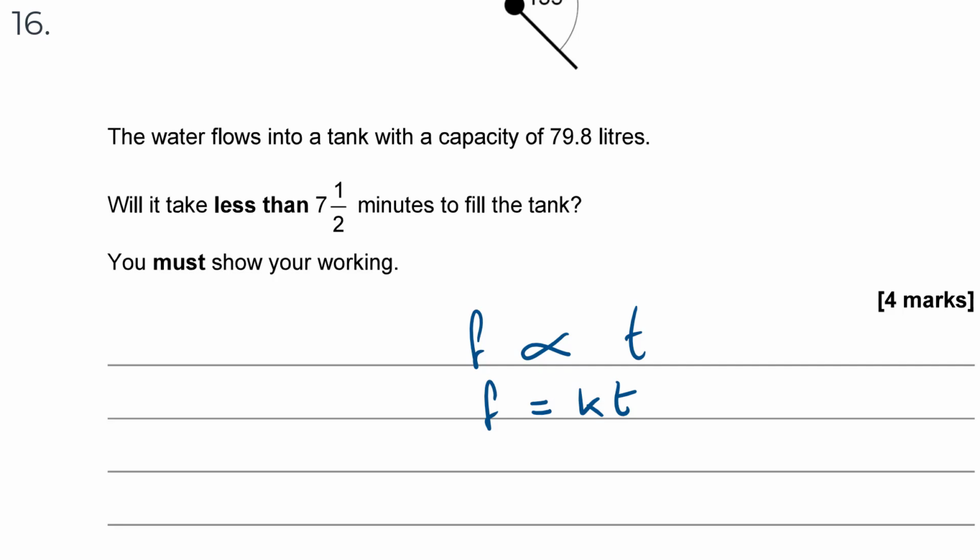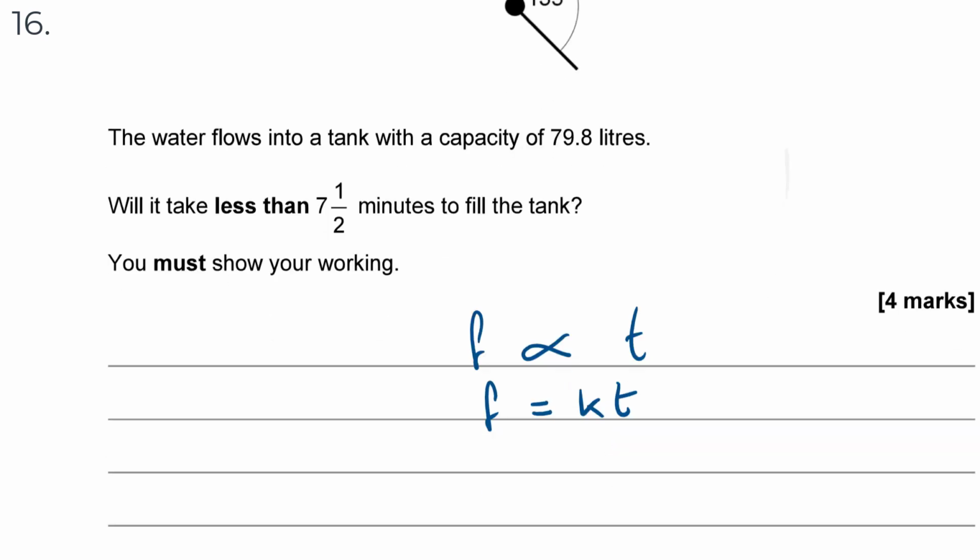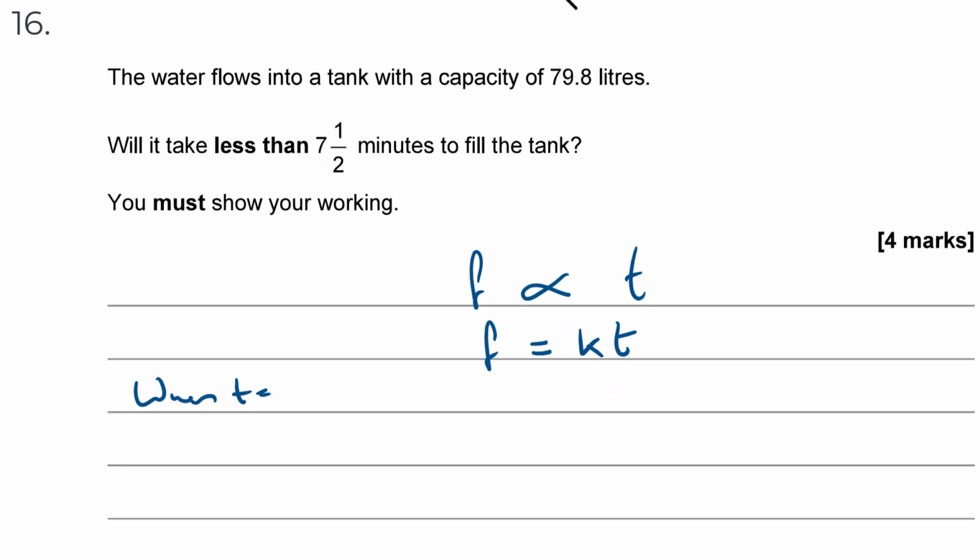Now, normally at this point, we're given two values that go together so that we can evaluate K. The pair of values that we know go together are that when it is fully on, the flow rate is 14 litres per minute. And fully on, we already know, is that the angle of turn is 180 degrees. So we know that when T equals 180, F equals 14. Let's sub those two values in. So 14 is K lots of 180, and that makes K 14 over 180, doesn't it? K equals 14 over 180.